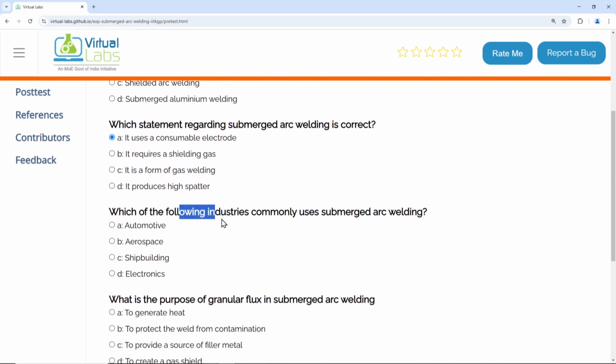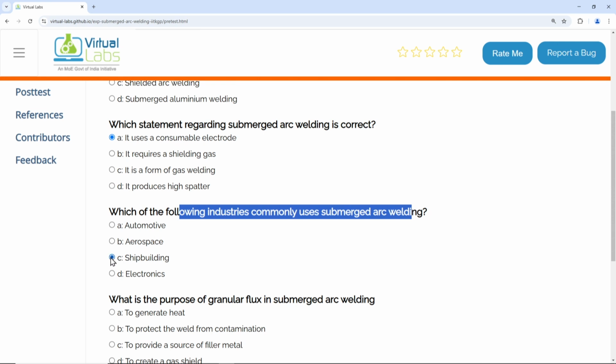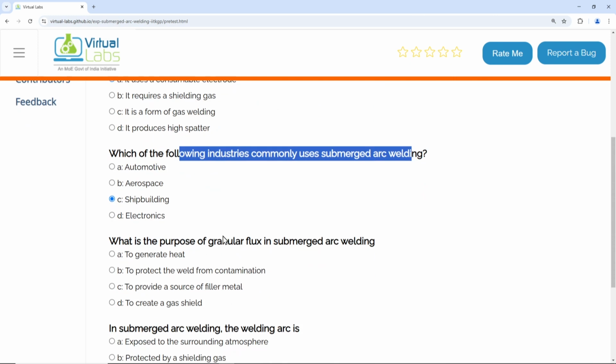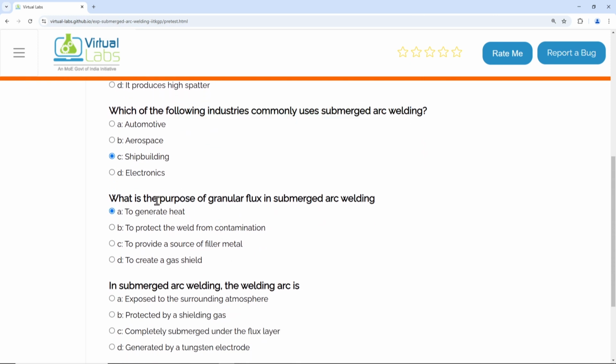Which of the following industries commonly uses submerged arc welding? Automotive, aerospace, shipbuilding, electronics. Shipbuilding majorly uses submerged arc welding. What is the purpose of granular flux in submerged arc welding? Granular flux is used because the weld is to be protected from contamination.